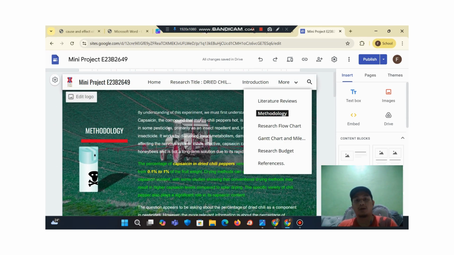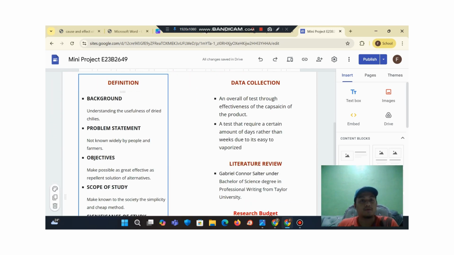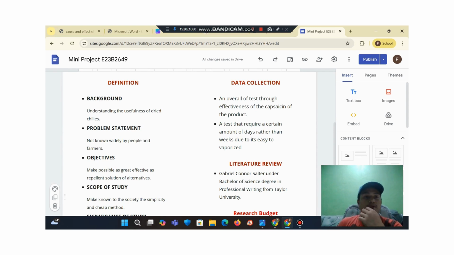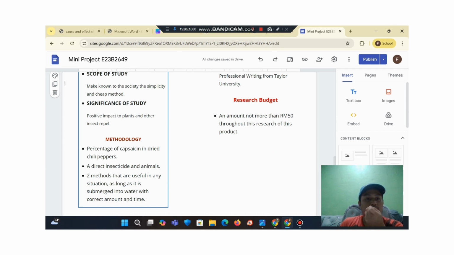So for my research flow chart, as we have seen before, the definition is that the usefulness of dried chilies is not widely known by people and farmers. The objective is to make the solution as effective as possible as an alternative. The scope of the study is to make it known to society, and it is simple and a cheap method too. The significance of the study is the positive impact on plants and other insect pests.